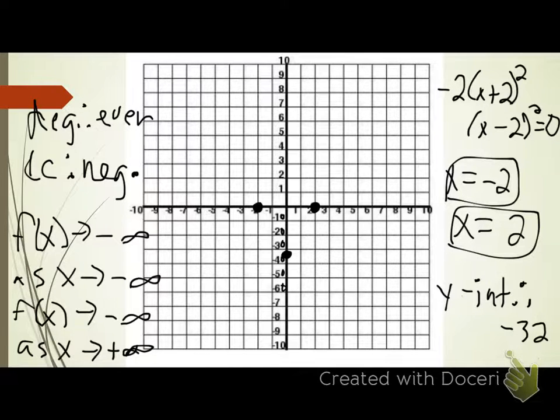And now I can go ahead and sketch the graph. I know it's going off to negative infinity that way. It's going to curve up, and we said it's just touching my x-axis at negative 2, and then curve back down, curve through my y-intercept, curve up and touch the x-axis at 2, and then go off to negative infinity once again. So there's a rough sketch of my graph.